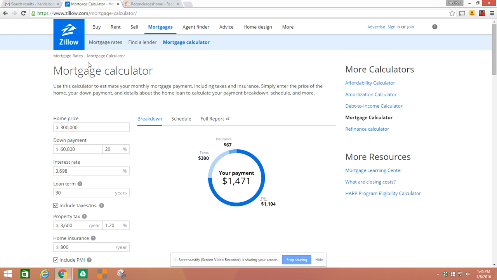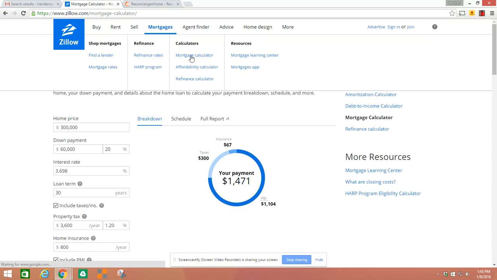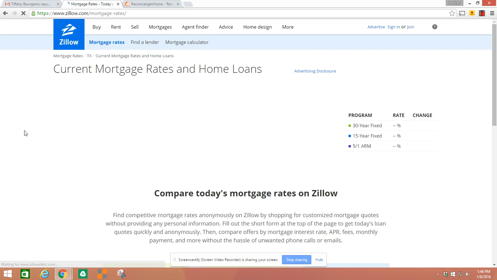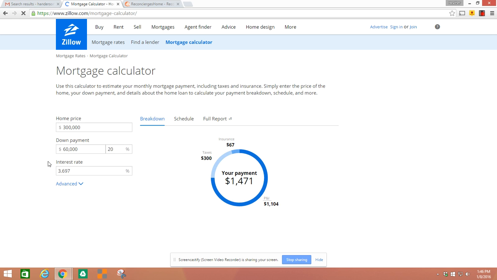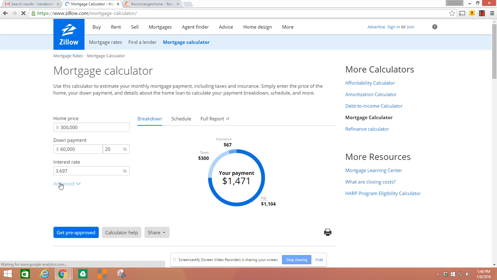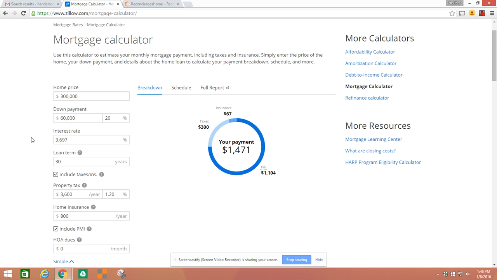So in this mortgage calculator, I just clicked on Zillow.com and then I clicked over here to mortgages. And then I just clicked on mortgage calculator right here. After it pulls the mortgage calculator up, it gives you the truncated version, so I always click on this right here, advanced. And then I start filling in my information.